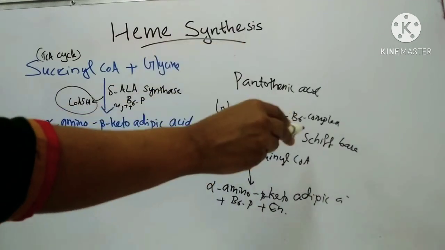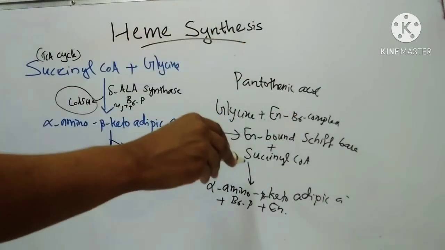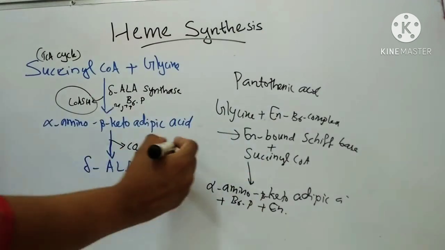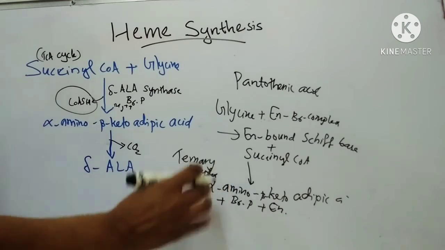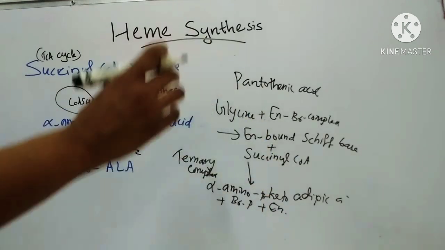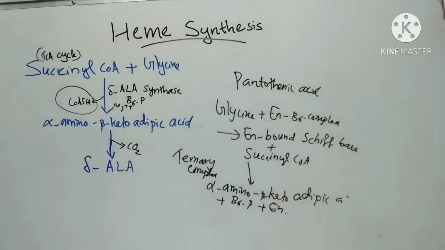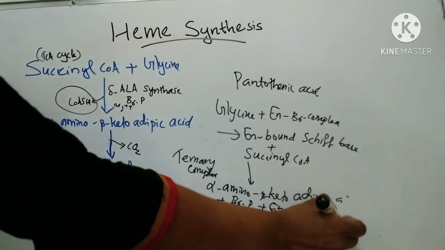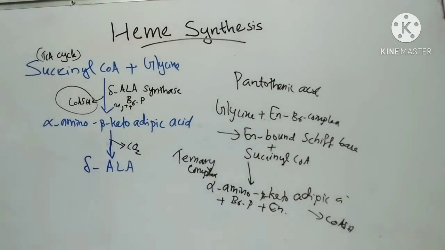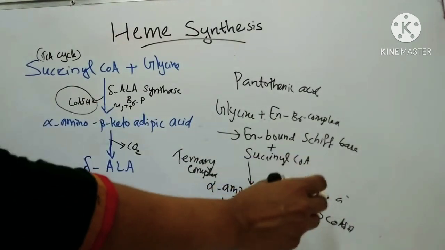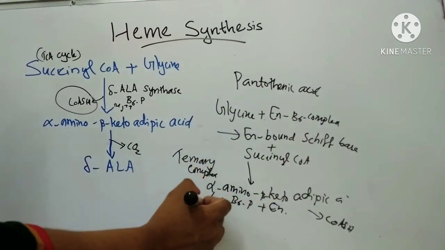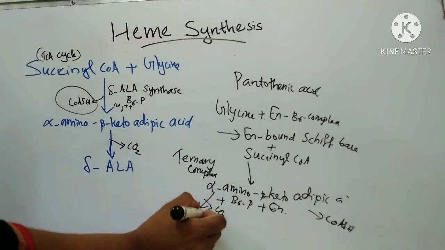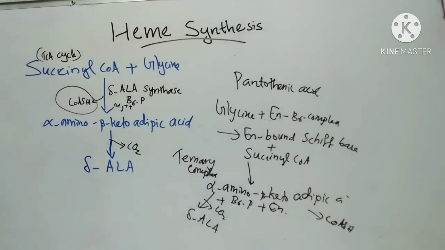Here CoA SH is removed. This alpha amino beta keto adipic acid then loses a molecule of carbon dioxide, liberating delta amino levulinic acid in free form from the complex. That is the mechanism of action.